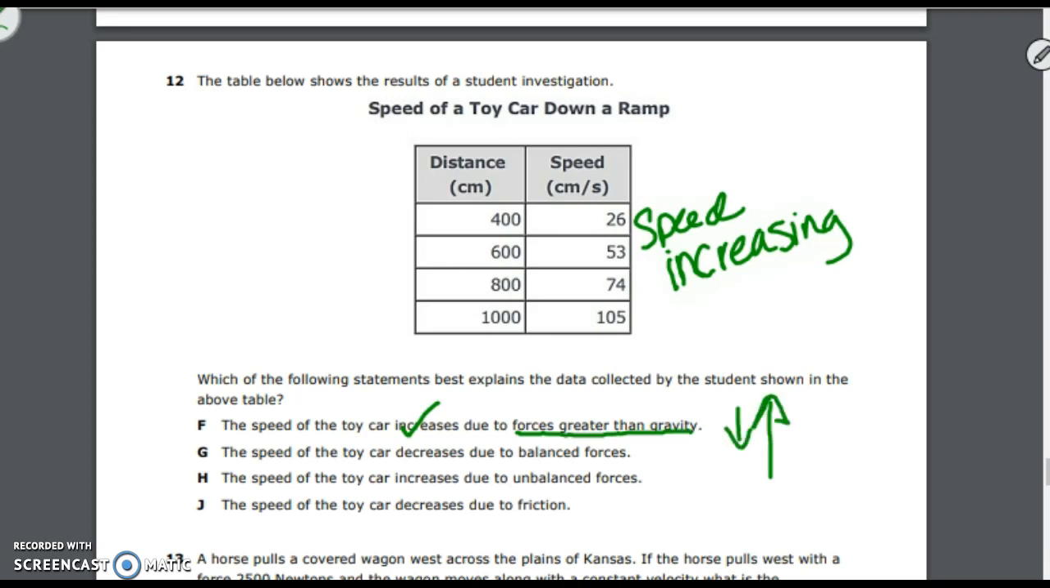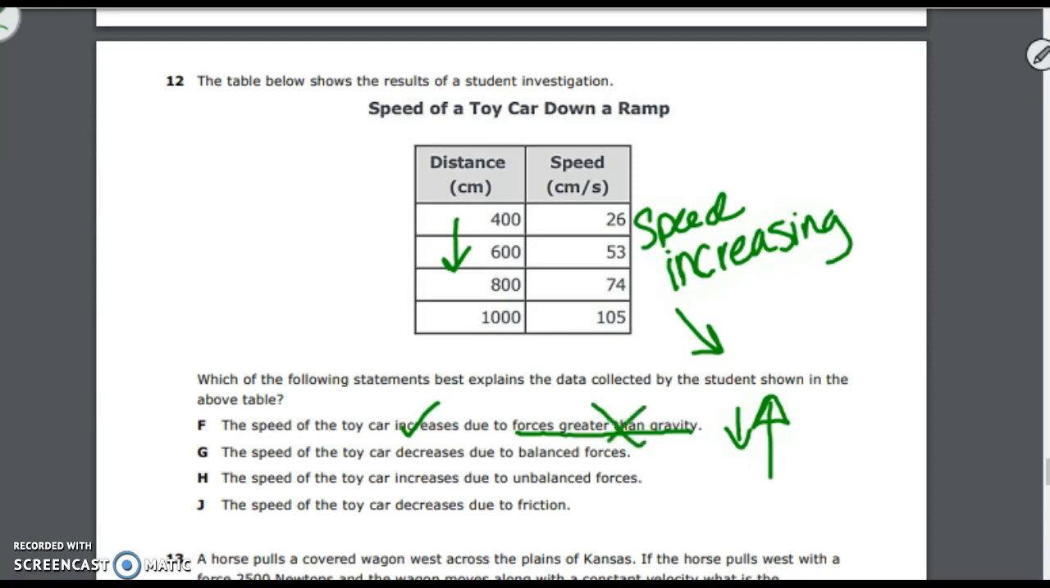A force greater than gravity goes up. Which direction would the car be going if there was a force greater than gravity? It would be going up, not down the ramp. Clearly, it says it's going down the ramp. It's getting closer, further down the ramp. So that is not going to be our answer.